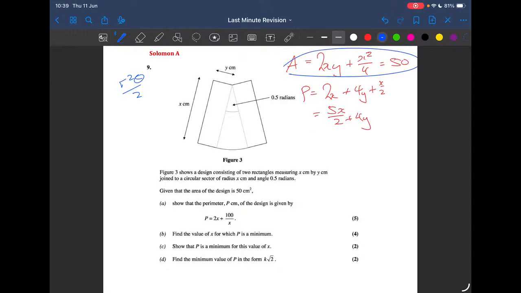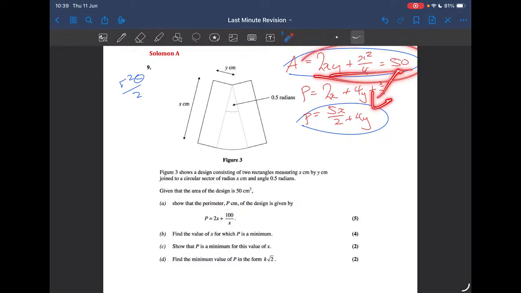So now we have these 2 different bits, one for perimeter, one for area. One of them we know a value. So what we're going to do is take the one that we know the value for and rearrange it to eliminate one of the variables. Look down here, there is no y. So we want to somehow get rid of this. How do we do that?